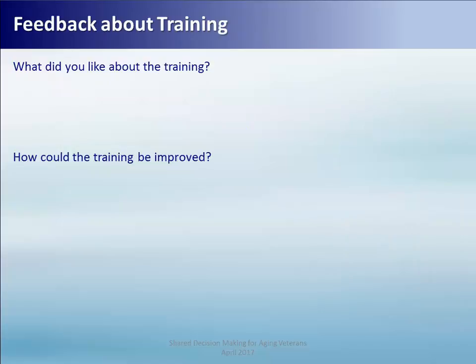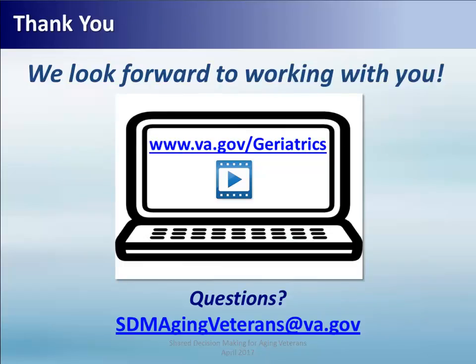We appreciate your feedback about what you liked about this training and what we can do to improve it. Be sure to visit www.va.gov/geriatrics soon and explore the information, resources, tools, and links about all aspects of shared decision-making for aging veterans, from long-term services and supports, including home and community-based services, to well-being, paying for long-term care, and advanced care planning.